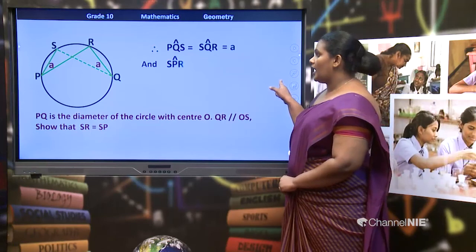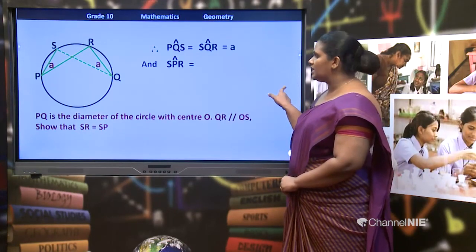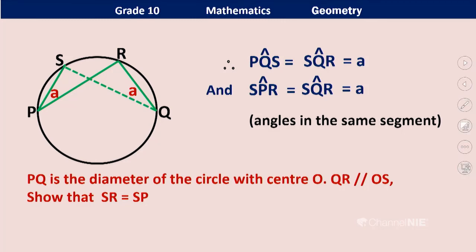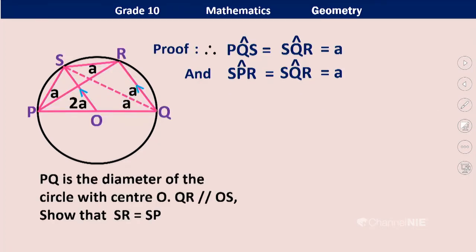and angle SPR is equal to angle SQR. The reason is, you have to mention the reason. Before that, the value of it is equal to simple A. So, we will mention the reason, angles in the same segment. We know that the angles in the same segment are the same. Right. So, in our proof, we have got angle PQS is equal to angle SQR, that is equal to A.